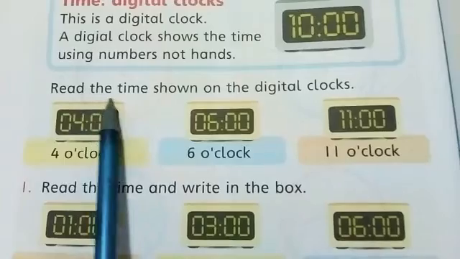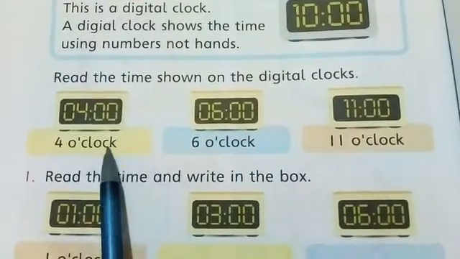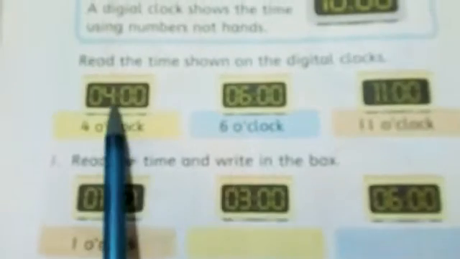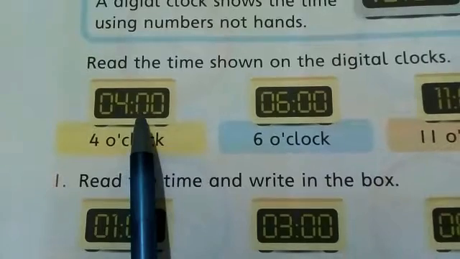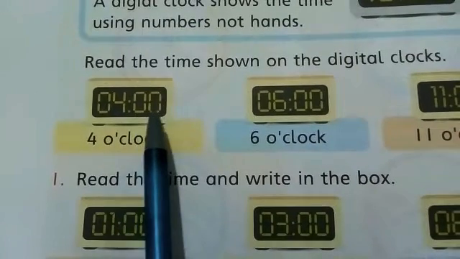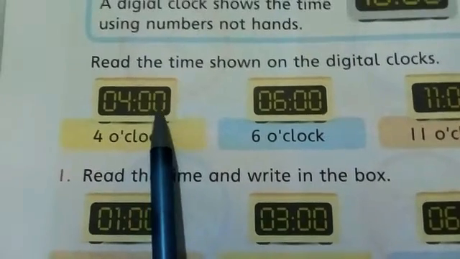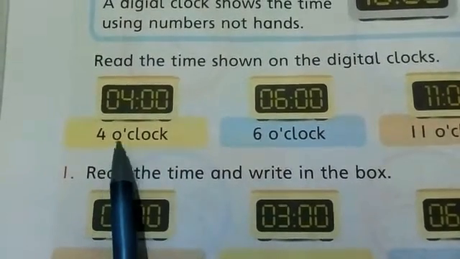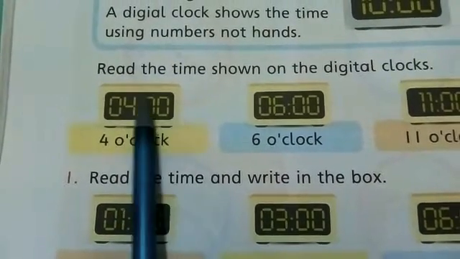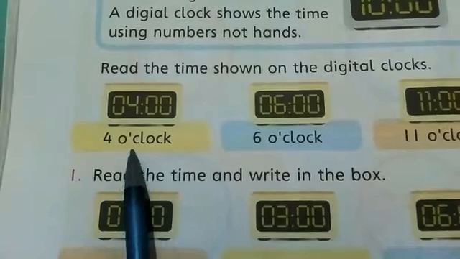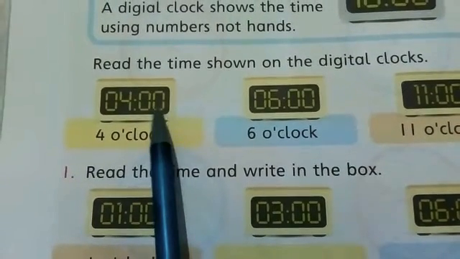So come to this one. Read the time shown on the digital clocks. How will you read the time? Look at this clock. When in a digital clock 2 zeros are displayed on the right hand side, the time will be in o'clock, like this one. This clock is showing the time 4 o'clock because on the right hand side there are 2 zeros.